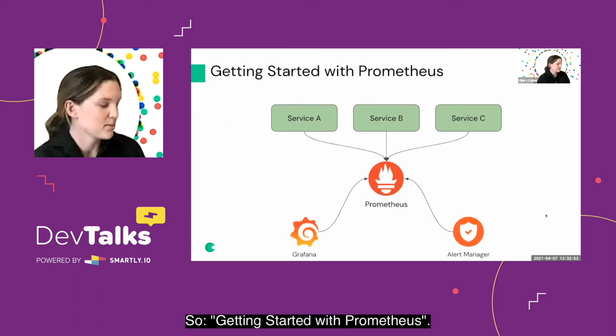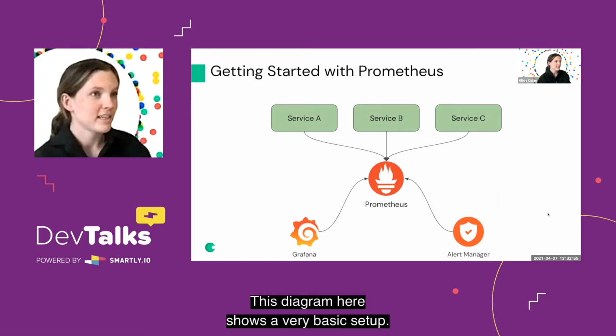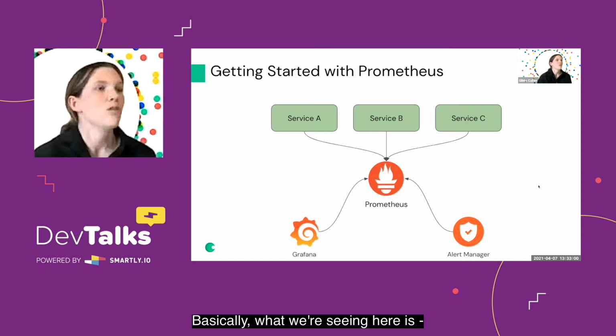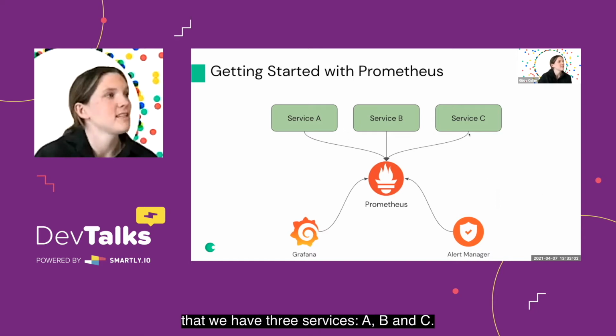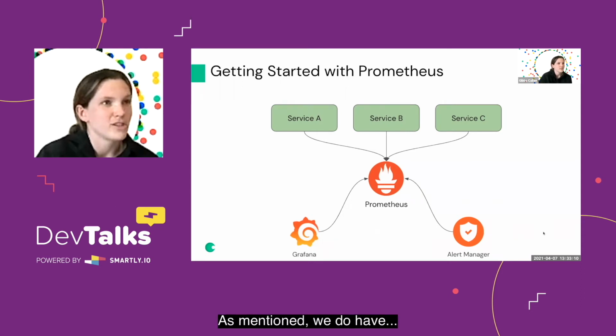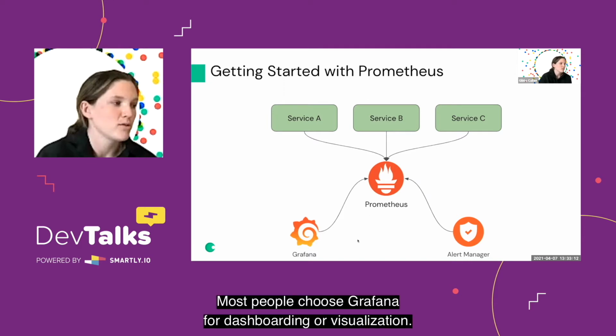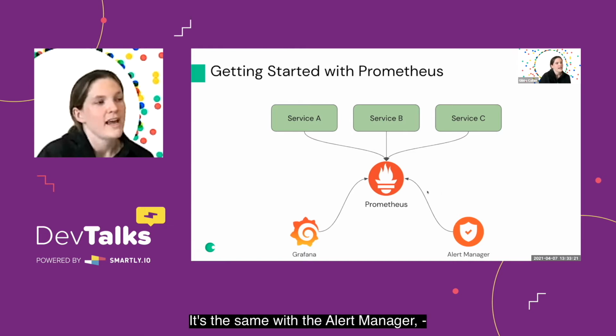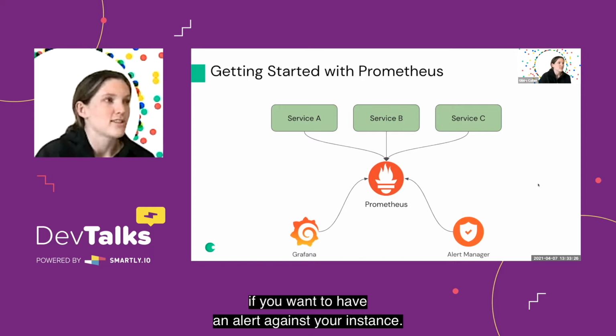So, getting started with Prometheus. This diagram shows a very basic setup. What we're seeing here is three services, A, B, and C. They're all being scraped by the single Prometheus instance. And as mentioned, most people choose to use Grafana for any dashboarding or visualization. So you can have an instance of Grafana pointing to your Prometheus instance for those purposes. And then the same on the Alert Manager side, if you wanted to have any alerts against your instance.